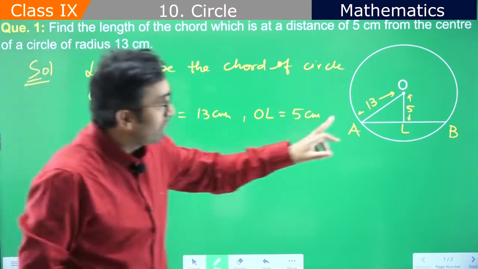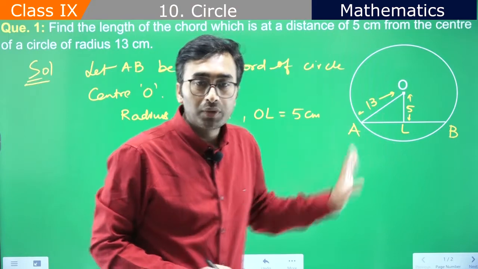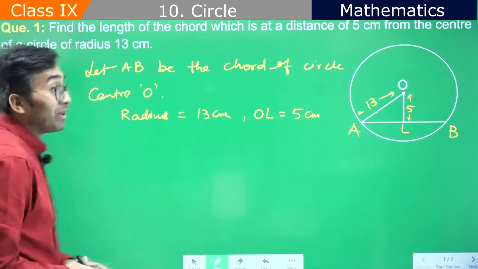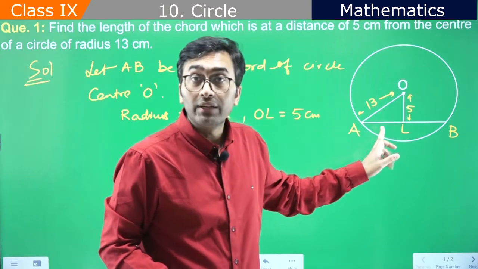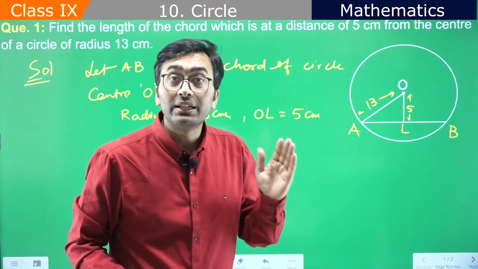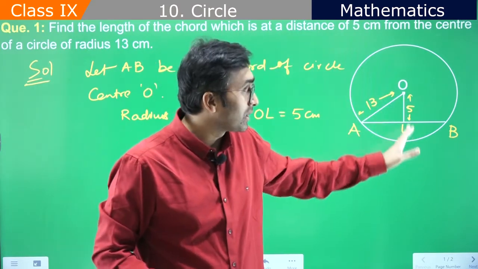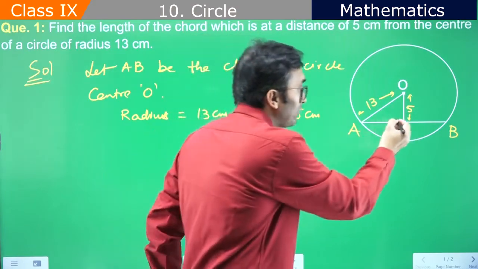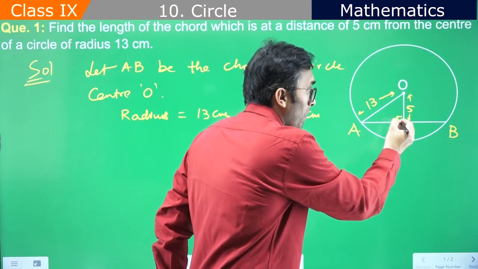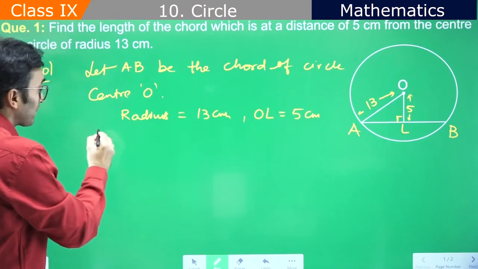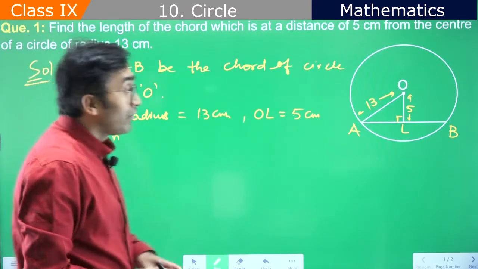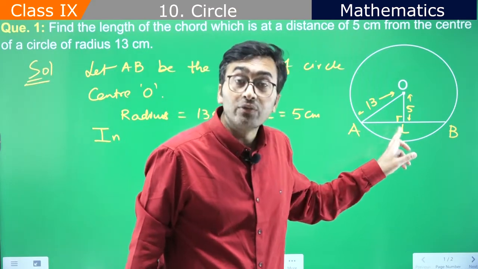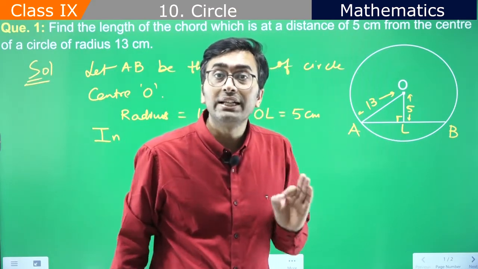Now we have joined O to A. We can observe here that this is a right angle triangle. Why is it a right angle triangle? Because the question says OL is perpendicular. This distance is taken as perpendicular. So this is 90 degrees, and we can say that it is a right angle triangle.